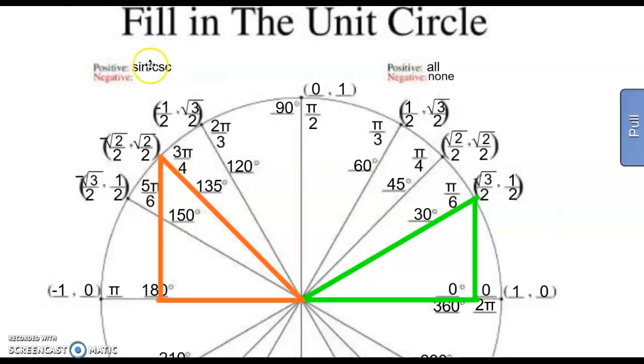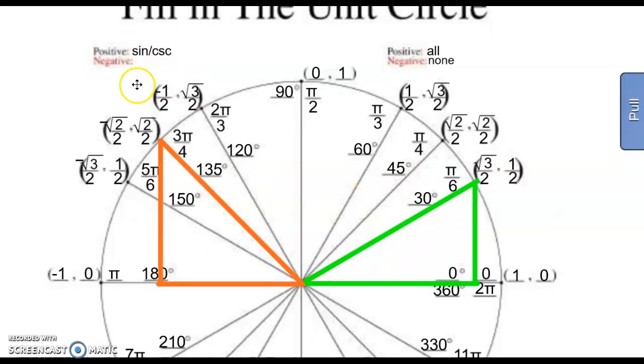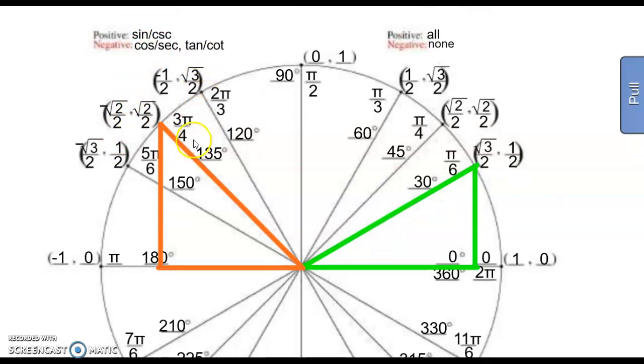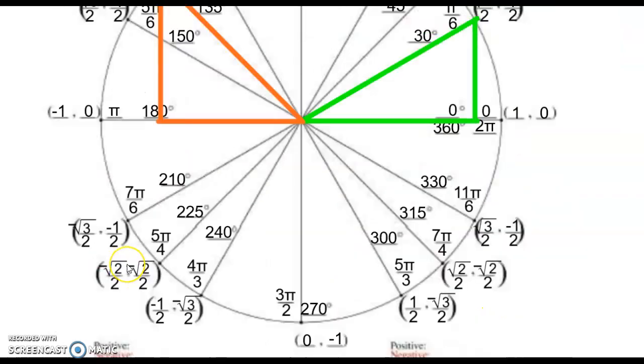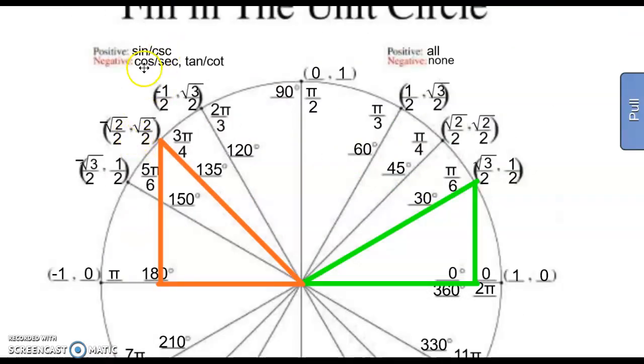In quadrant 2, where all of the x's are negative, cosine will be negative, and so will tangent and cotangent because they have a negative in their ratios. Cosine is negative because the x is negative, but secant is also negative because it's the reciprocal of x. Sine and cosecant are positive because they're made up of the y-coordinates, and the y-coordinates are positive in quadrant 2.